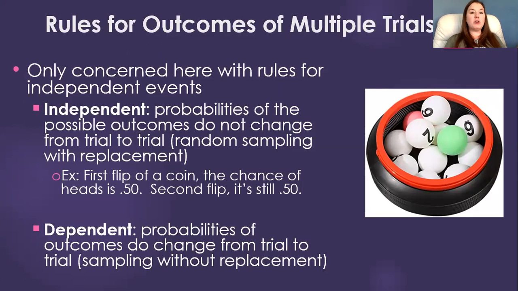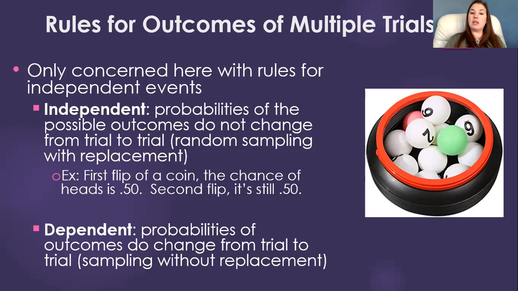Now, rules for outcomes of multiple trials. This just means we're doing things more than once. So this is rolling two dice, flipping a coin multiple times, or having a lottery ball situation where you're pulling out multiple balls. Multiple trials just means we're looking at more than just one event. What's important for the rules we'll cover for multiple trials is we're keeping it simple. We're only going to look at rules for what are called independent events.